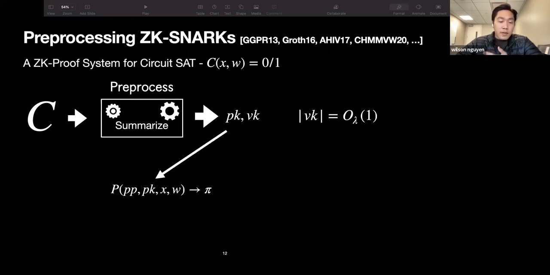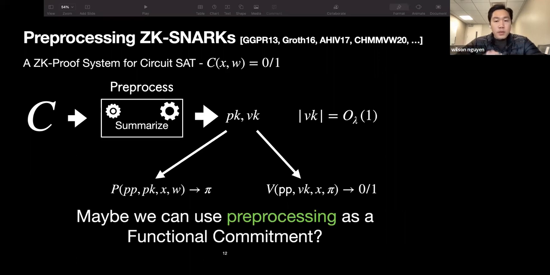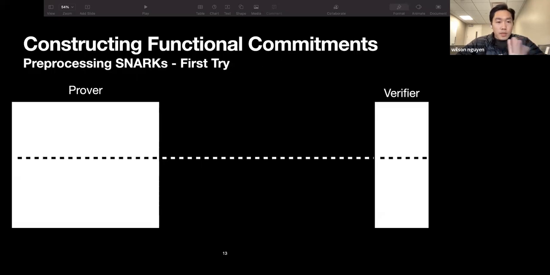So the prover is given the proving key and outputs a proof pi, and the verifier takes in the verifying key and the proof pi and outputs 0 or 1. So maybe we can somehow use this efficient summary, the verifying key vk, to produce a functional commitment. Maybe the summary itself could be the functional commitment. So let's try that and see what goes wrong.